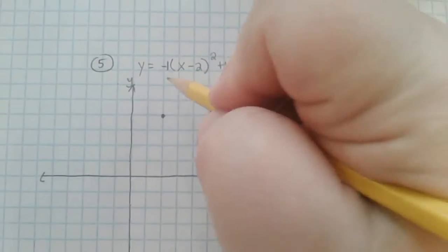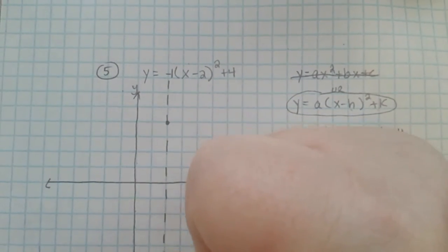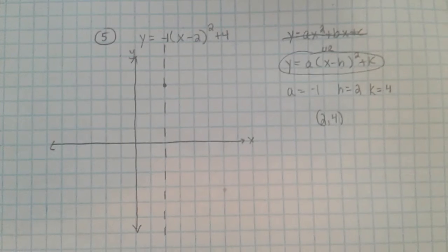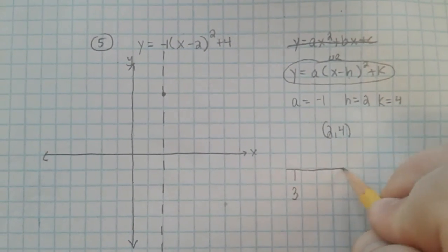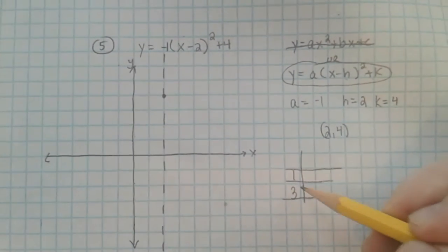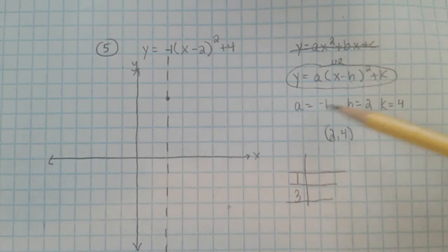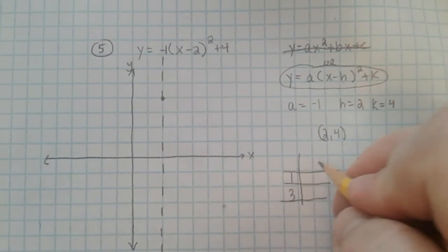So I'm going to plot that point 2, 4. I'm going to draw my axis of symmetry in. Okay, now I need to find the 4 other points. It doesn't matter what form we're using, as I've stressed on every problem, we always start with the numbers 1 and 3. Doesn't matter what form, doesn't matter what the A, H, and K or A, B, C values are, it's always 1 and 3.